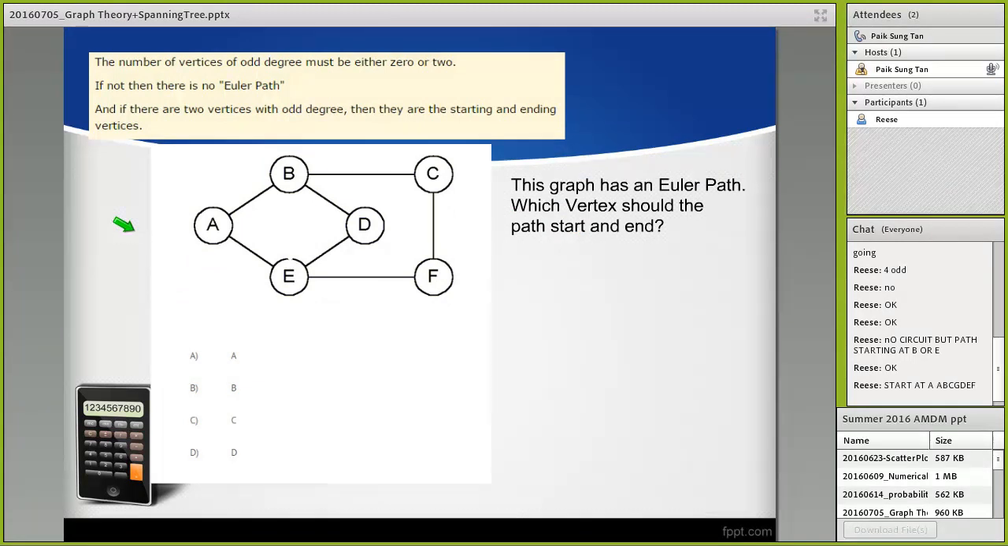So this is an additional question. According to what we have learned, if there are two vertices with odd degree, then they are the starting and ending vertices for the Euler path. I'm telling you this graph has an Euler path. But which vertex should the path start at, and which vertex should it end at? Just one example. B. Okay, good.